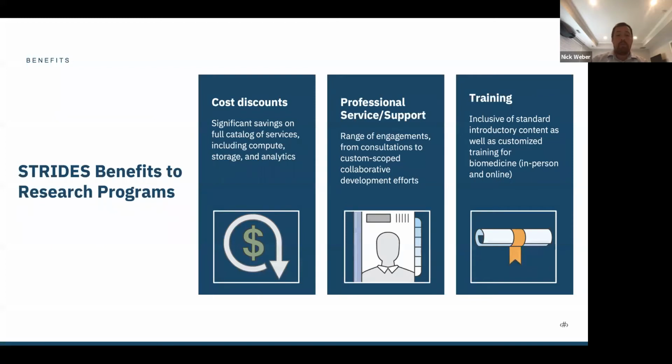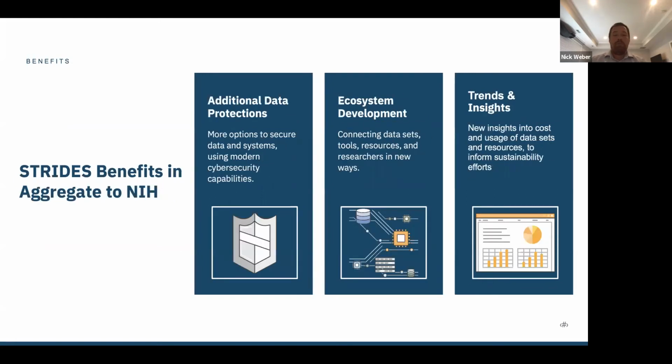So again, the benefits to research programs include, and I'll go into these in more detail, cost discounts, access to pretty significant professional services and support packages, and extensive training opportunities for lots of different folks who support research: the research IT folks, the core enterprise IT folks, in addition to the scientific researchers, data scientists and others involved. And then when you aggregate those benefits across research programs, there are benefits in aggregate to NIH.